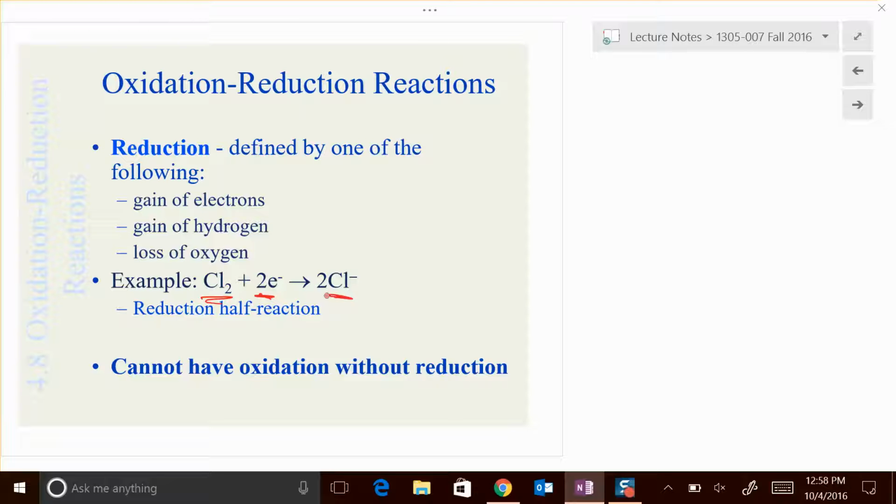Okay? So you cannot have oxidation without reduction. If you're going to have reduction, that's because something caused you to lose electrons. Something caused you to become reduced. Okay? So that's the reducing agent, the thing that causes you to become reduced. So chlorine forced magnesium to lose those electrons because it has a greater affinity for those electrons than does magnesium.